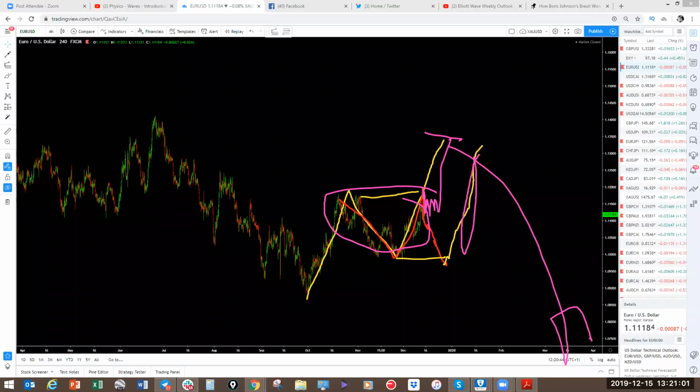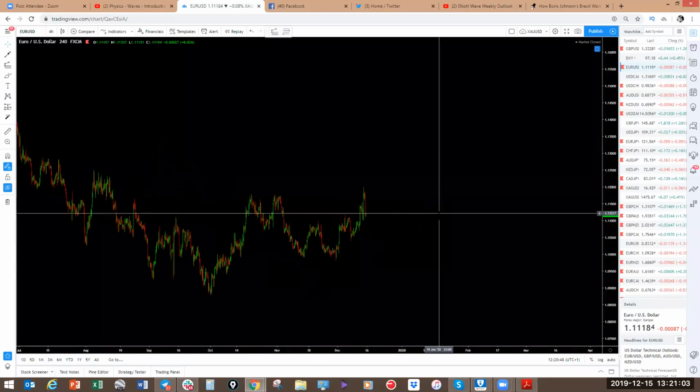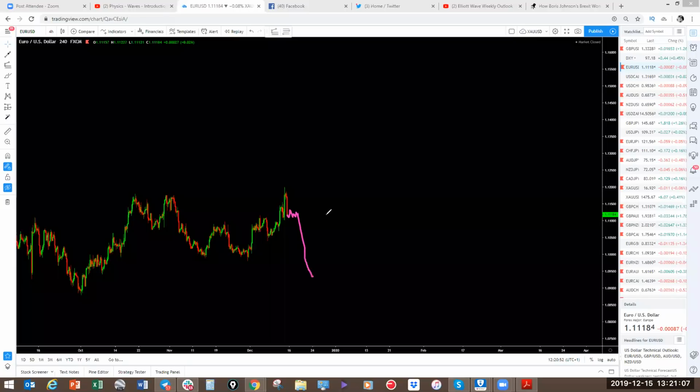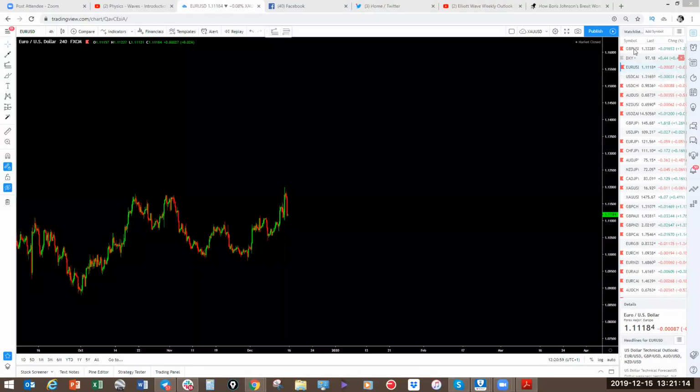All right, so that is euro. So euro, wait for 2 things to happen. If we start getting a corrective structure here, we're gonna come take the low here and then go up. If we just continue, we'll find that as well. That is euro, pound US dollar.